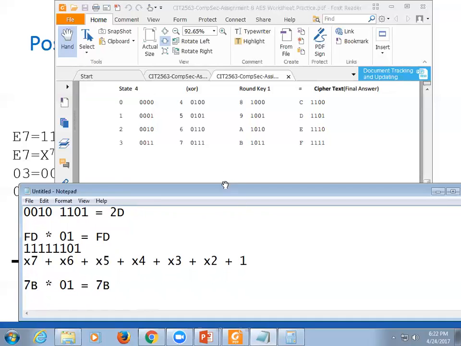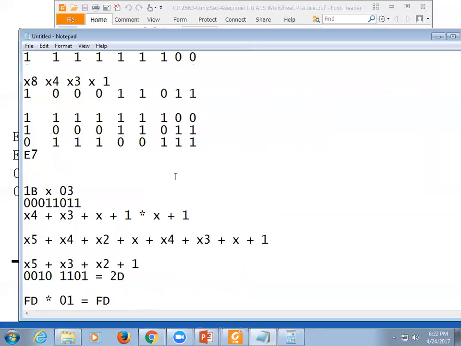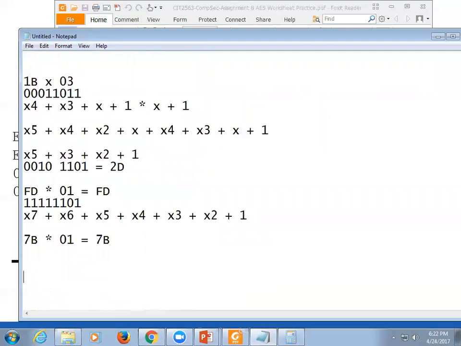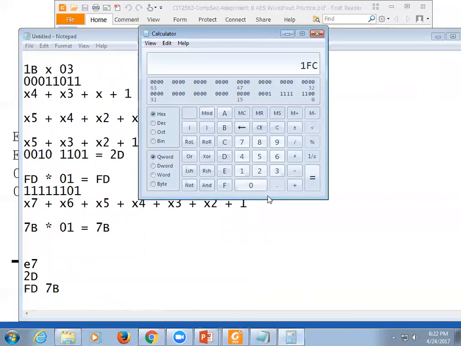So now what are our 4 values? We started with E7, then 2D was the next one, then FD, then 7B. Let's try this in the calculator. E7 XOR 2D XOR FD XOR 7B. And we get 4C, which is correct.